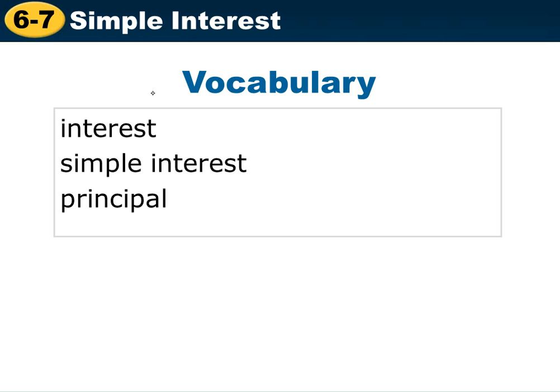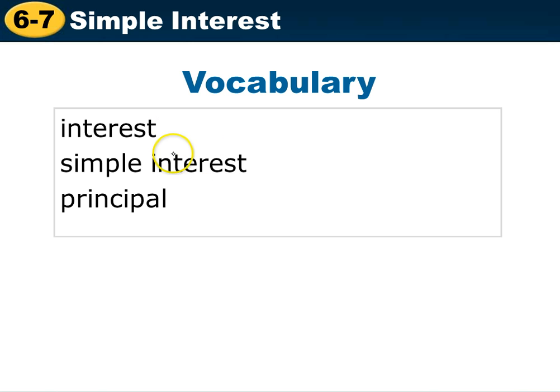Now it is very important to know about simple interest because you guys will grow up and you will have to make investments and take out a loan, let's say to buy a car, and you need to understand how simple interest works.